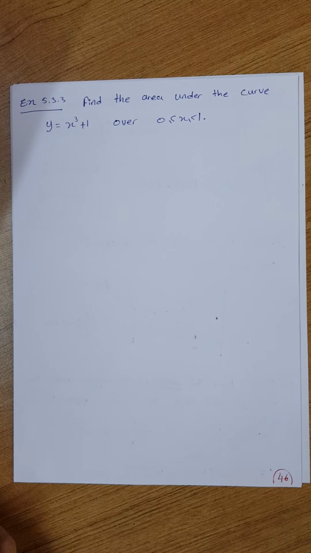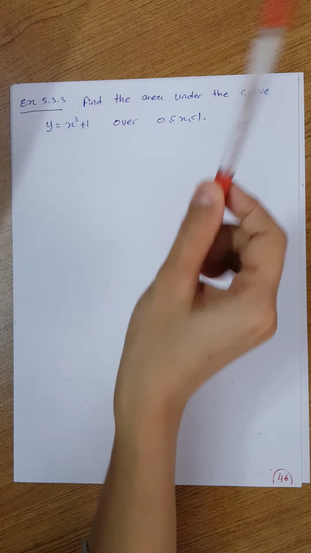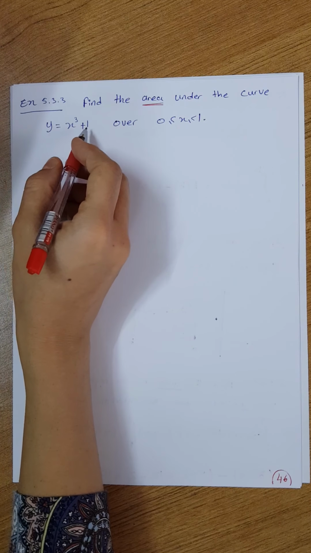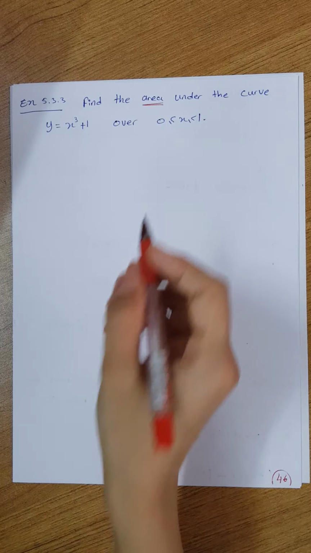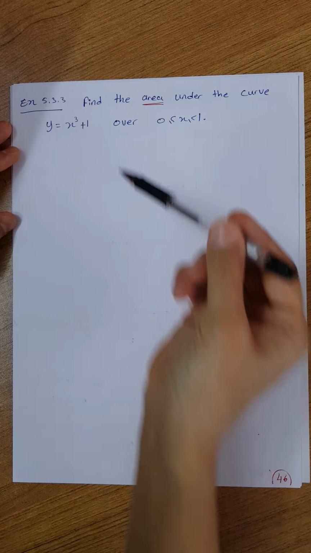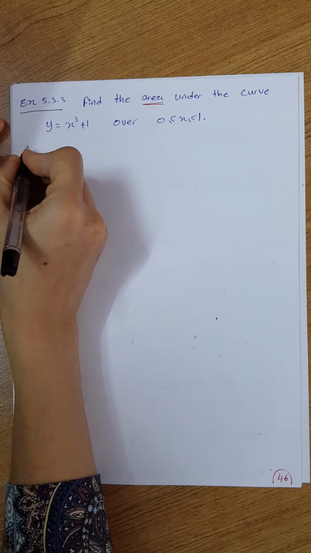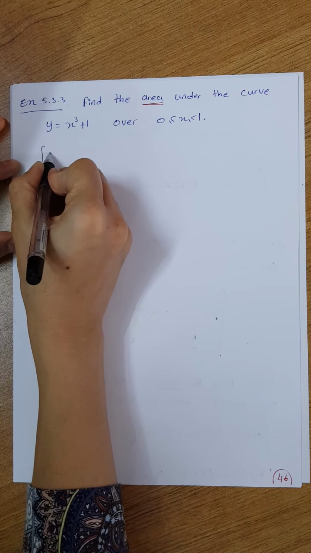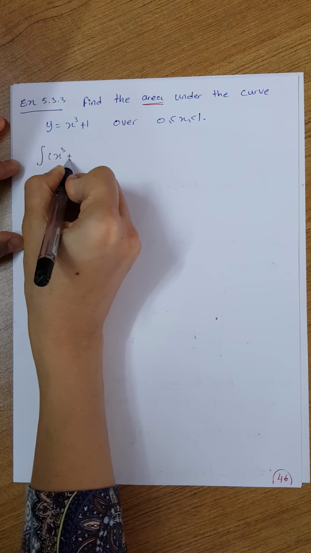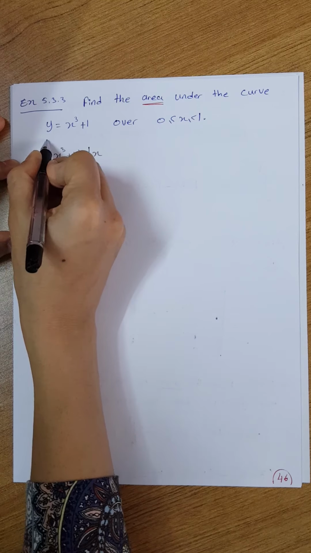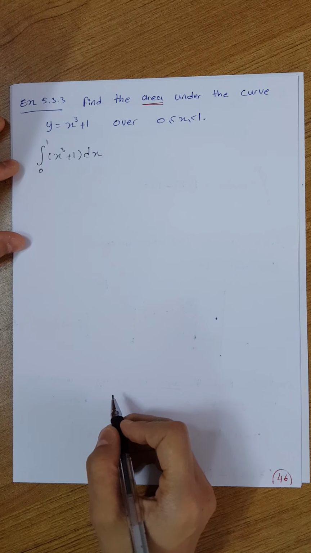Our next example is again finding the area under the curve y equal to x to the power of 3 plus 1 over that given interval. We are doing the same procedure since area is required from us. So that means we are finding the definite integration of x to the power of 3 plus 1 dx over the interval from 0 to 1.